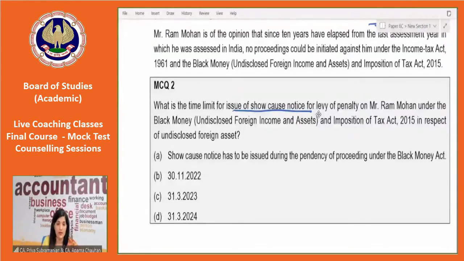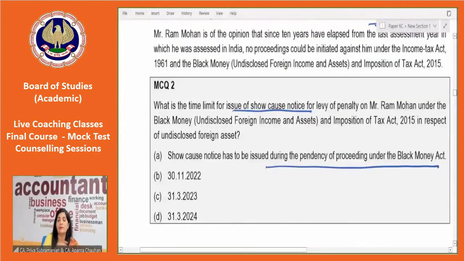In case of those penalties, the show cause notice can be issued during the pendency of proceedings under the Black Money law. Whenever the proceedings are pending, before levying any penalty, you have to ask the assessee why the penalty would not be leviable on you. For that purpose, the show cause notice has to be issued during the pendency of the proceedings. Proceedings will be considered as pending on the assessee when a notice is issued and initiated.